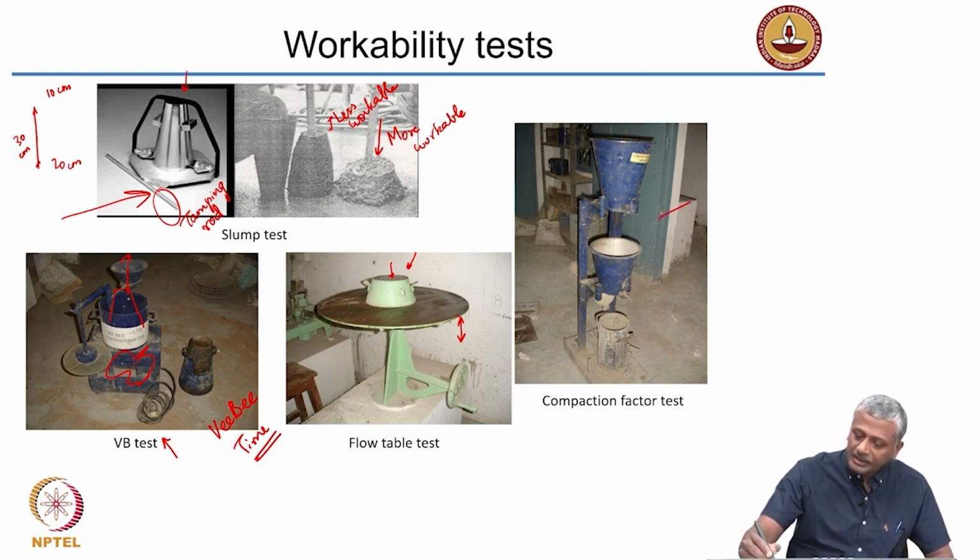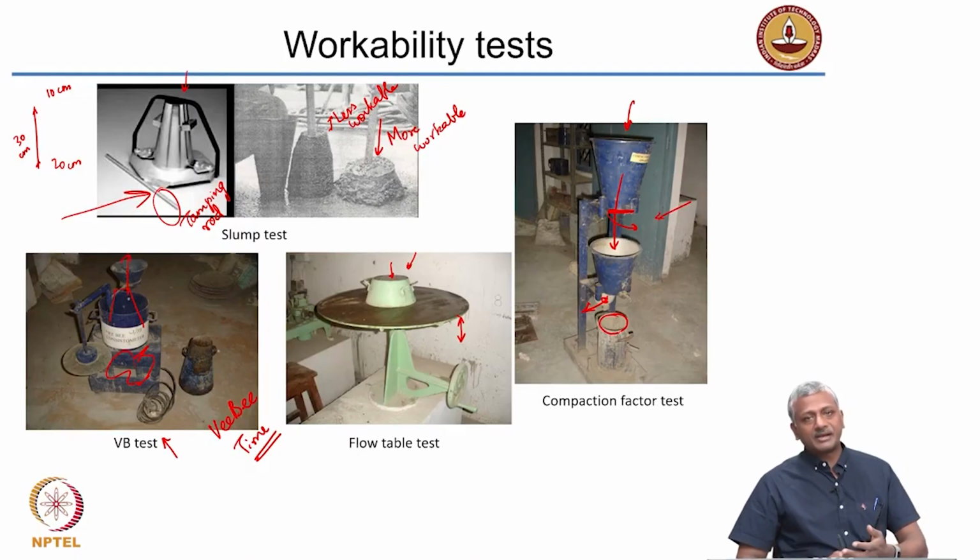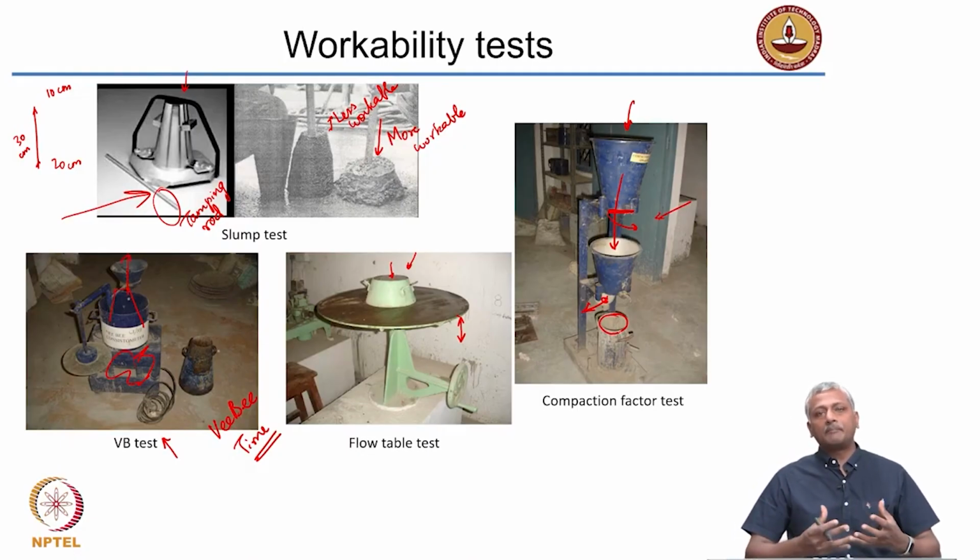Another slightly complicated test is the compaction factor test, where you fill up the concrete in this top bucket. You have a trap door here which you open. So, what happens is concrete falls into this second bucket, and then you have another trap door, you open that and the concrete falls into this cylinder. So, what is this trying to measure? It is trying to measure the ability of the concrete to compact.